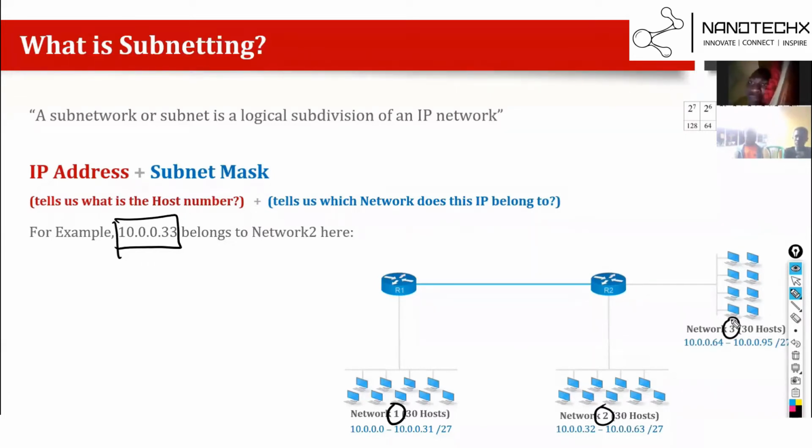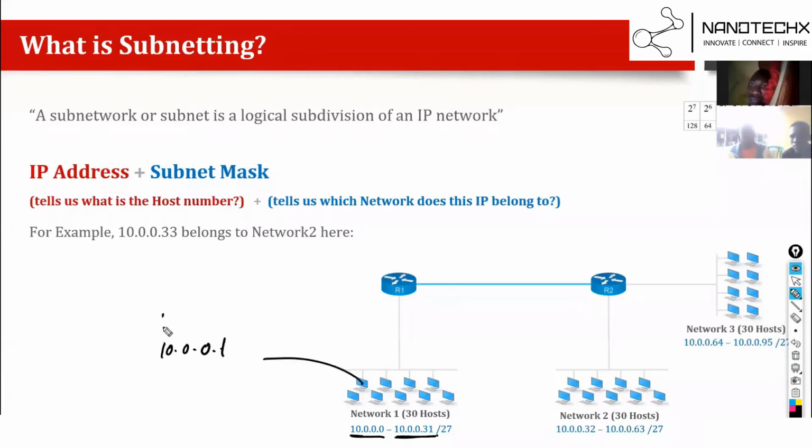No, it will not be 1. It will be 2, because you can see from the range here, 10.0.0.0 until 31. This is called the range. So the first computer will have an IP address of 10.0.0.1. Although the range starts from 10.0.0.0, first and last IP address cannot be used. The first one is called the network number, the last one is the broadcast number. The second computer will have 10.0.0.2, and so on until .30 and .31.